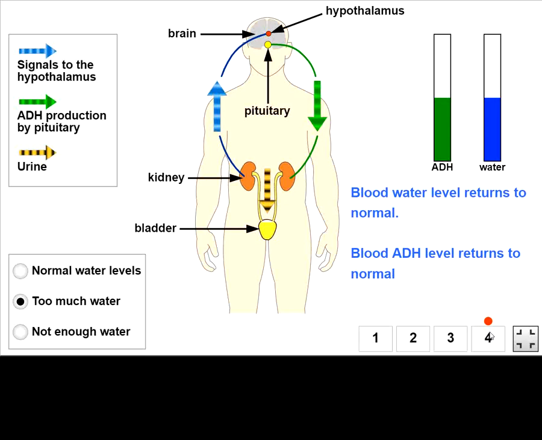So this is a continual cyclical process. We're always producing ADH, but sometimes we're producing more and sometimes less, and it's just going in a continual cycle as we try to keep our blood water content as normal as possible.